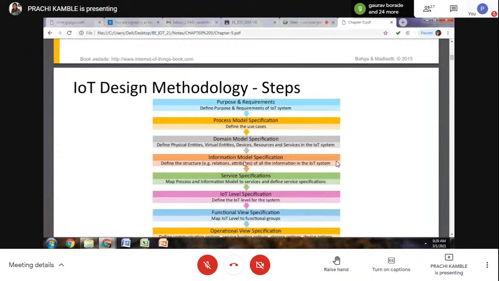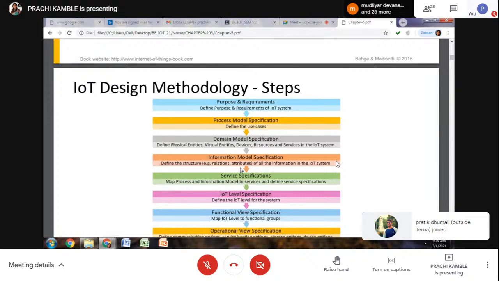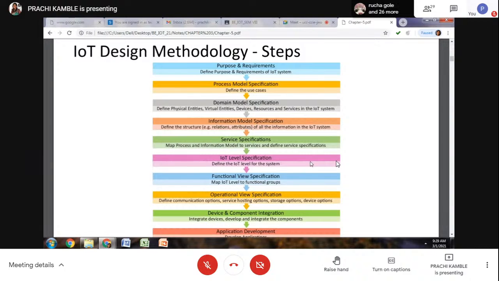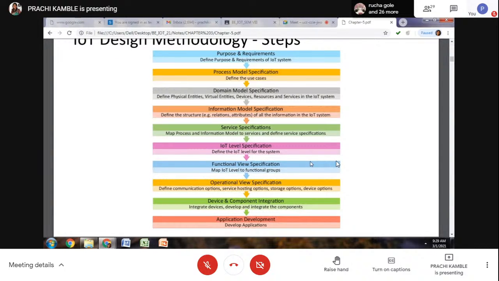Then there is an information model specification. Under that, it defines the structure, that is relation and attributes of all the information in the IoT. Next is a service specification. This service specification is nothing but mapping the process and information model to services and defining service specifications. Then next is the IoT level specification. In IoT level specification, there are total 9 IoT levels. So it defines the IoT level for the design system.